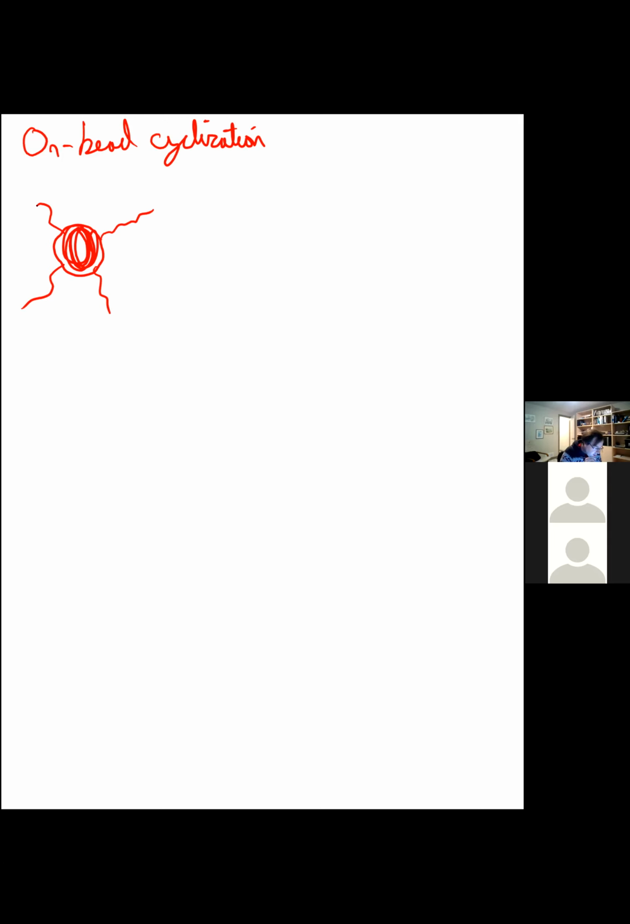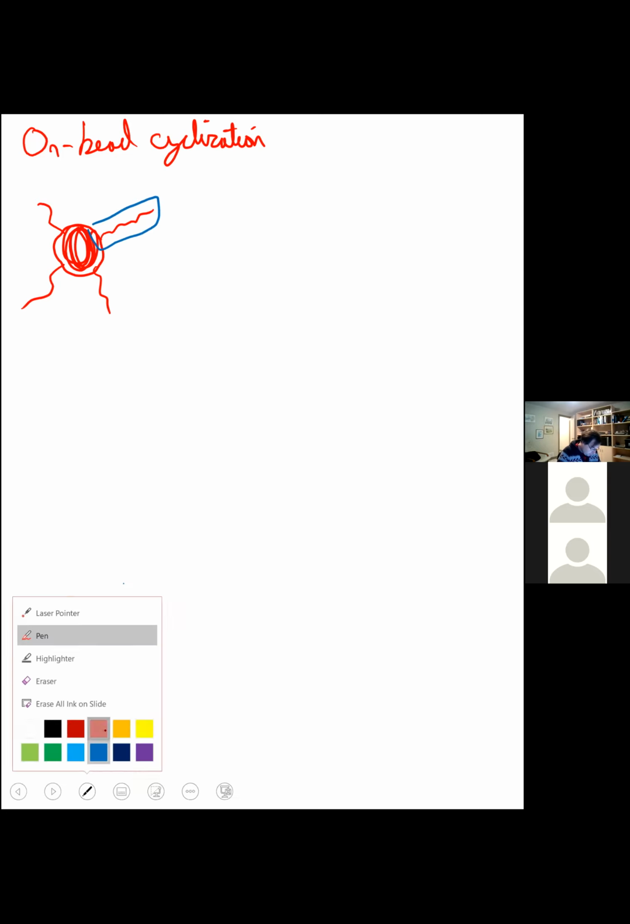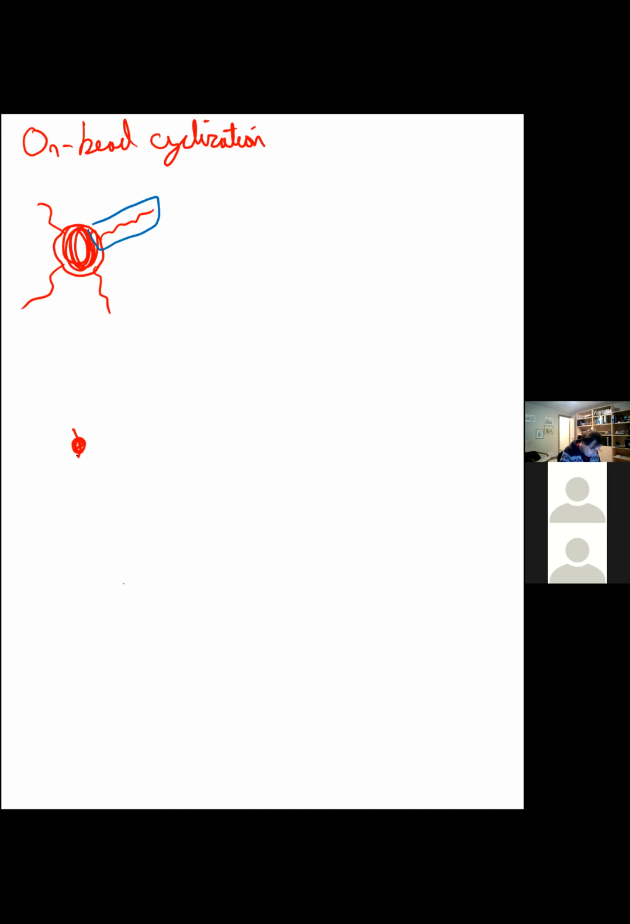So the problem is that you need the carboxylic acid to attach it to the bead. So if we zoom in on this, there's a bead surface, whatever. And Wang resin, whatever the case may be, whatever your linker is that we talked about.